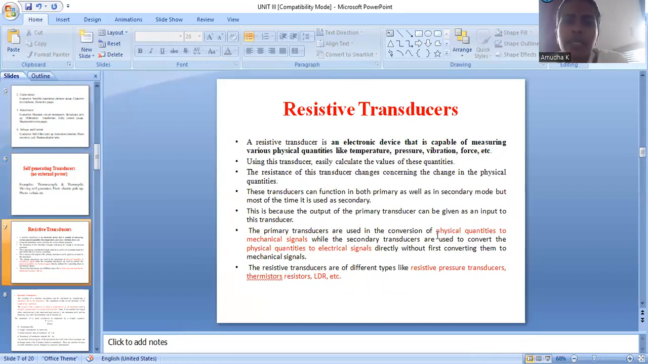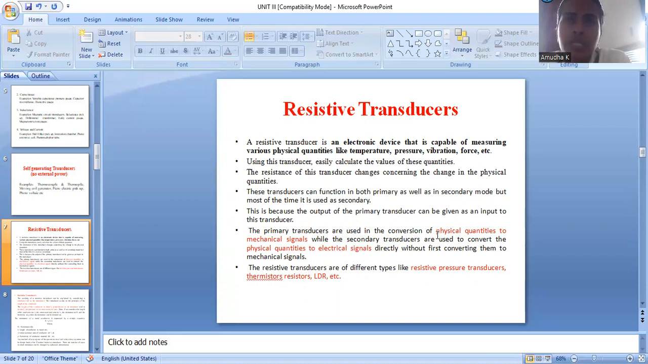Then resistive transducers. A resistive transducer is an electronic device capable of measuring physical quantities like temperature, pressure, vibration, or force. Using these resistive transducers, we can easily calculate values like temperature, pressure, vibration, force, etc. The resistance of these transducers changes with the change in physical quantities.